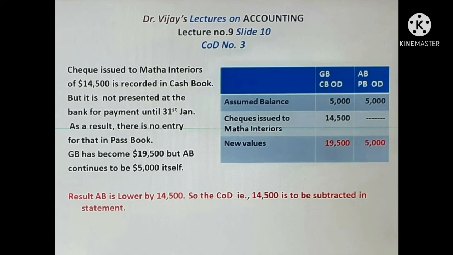Simple. Decision making is very simple now. The arrived balance is lower, so this is an item to be subtracted in the PRS. Read the last sentence. Resulting AB is lower by 14,500. So the COD 14,500 is to be subtracted in the statement.